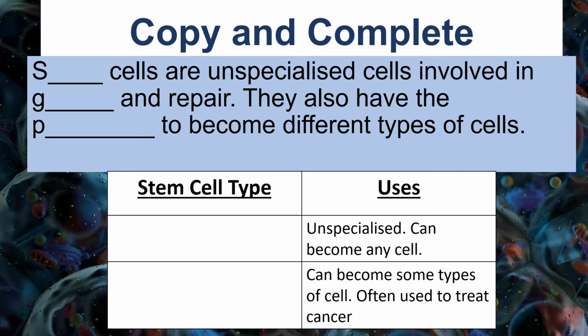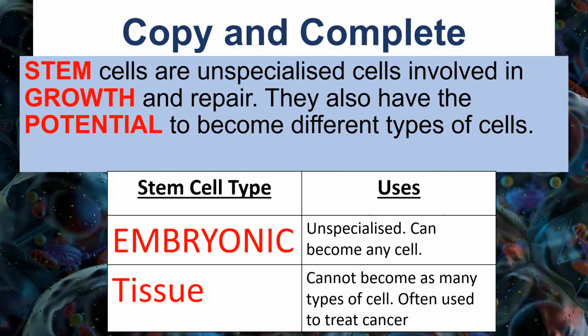So the answer is that stem cells are unspecialized cells that are involved in growth and repair. They have the potential to become different types of cells. So your type of stem cell for unspecialized that can become any cell would be your embryonic, and your type of stem cell that cannot become as many types of cell, often used to treat cancer, would be your tissue. So well done if you managed to get all that correct. If you didn't, you probably want to go back to the start of the video and watch it again.